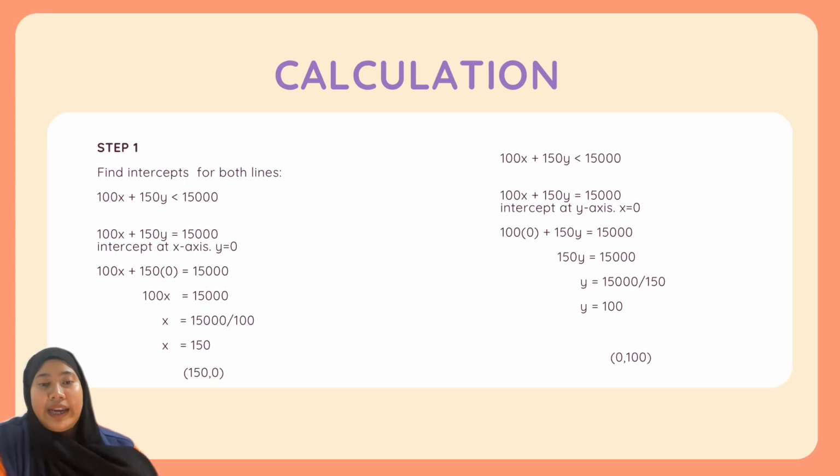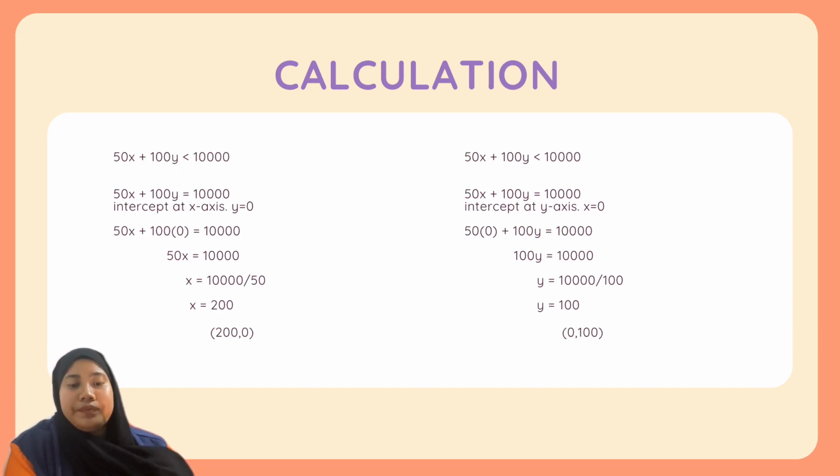So step 1, finding the intercepts. To apply the graphical method, we first convert the inequalities to equalities and find their intercepts. For the oats constraint, 100x plus 150y equals 15,000. If y equals 0, then x will be 150, so the point will be (150, 0). If x equals 0, then y equals 100, so the point will be (0, 100).